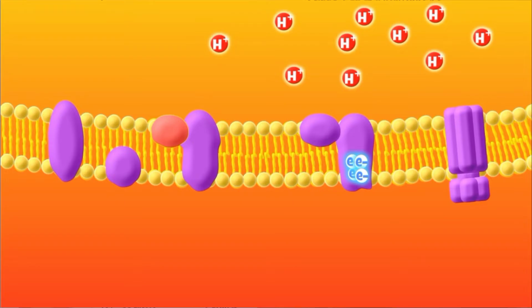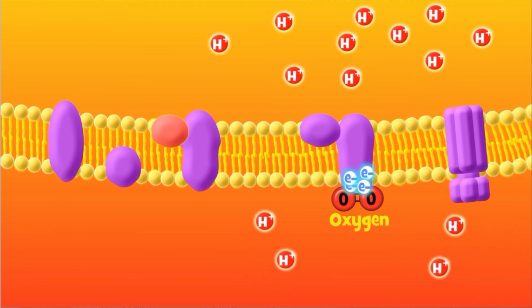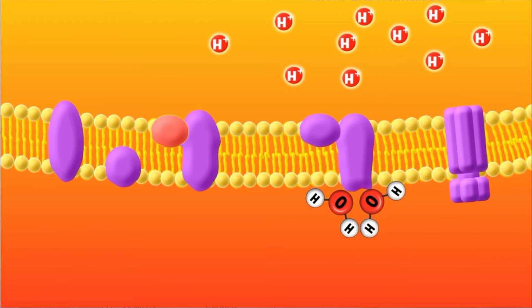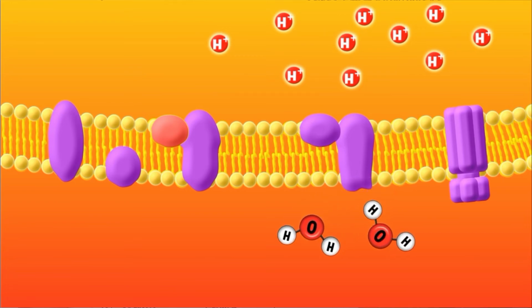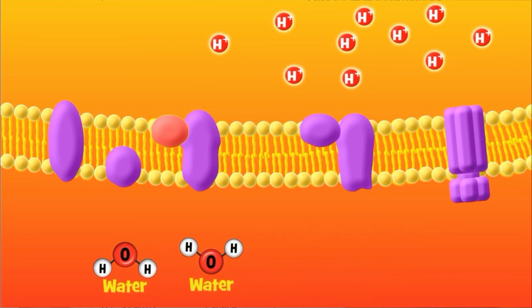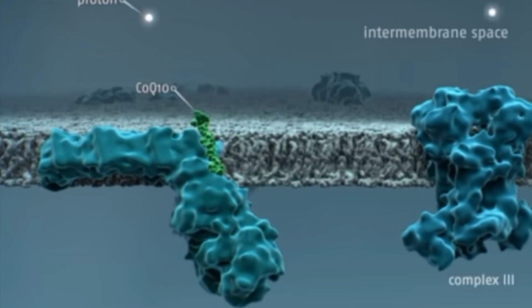Now the de-energized electrons are removed from the chain by oxygen, allowing new high energy electrons to enter the chain. Oxygen also binds matrix protons to form water. This maintains the hydrogen gradient by removing protons from the matrix. So this was all about the electron transport chain.